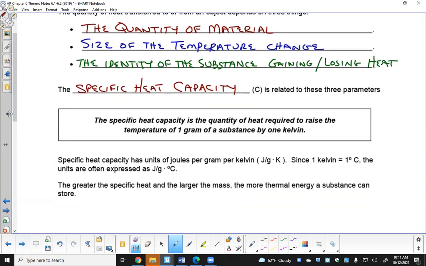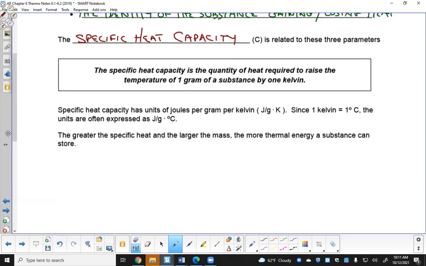The specific heat capacity is the quantity of heat required to raise the temperature of 1 gram of a substance by 1 Kelvin. Or you could also say the specific heat capacity is the quantity of heat required to raise the temperature of 1 gram of a substance by 1 degree Celsius, since 1 Kelvin and 1 Celsius is the same increment on a thermometer. So we kind of use them both, Celsius and Kelvin.